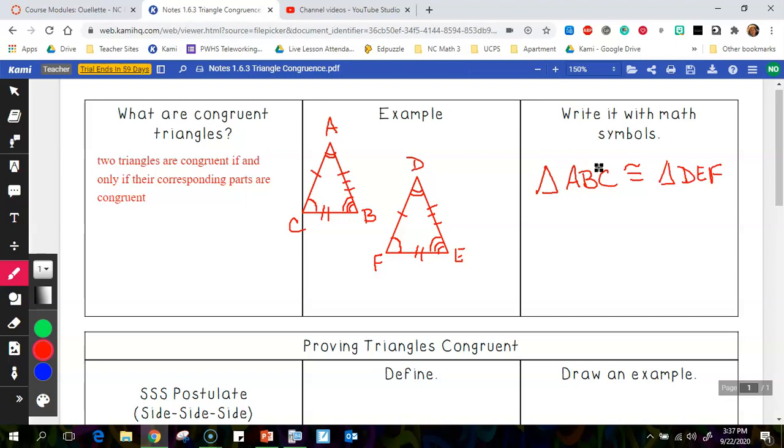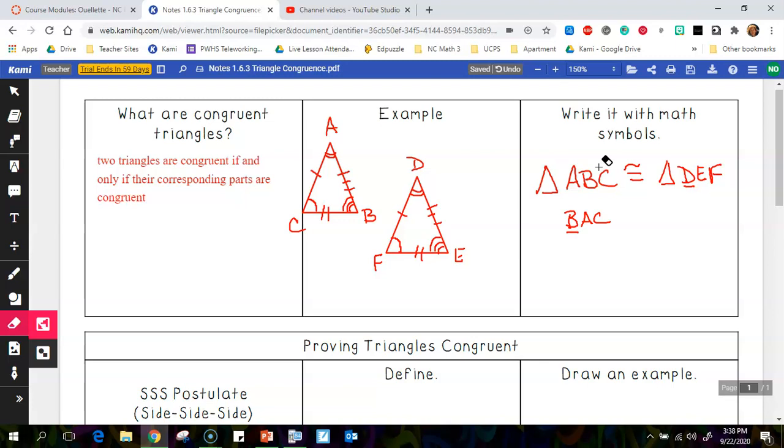Now, what I wouldn't want to do is say triangle BAC and triangle DEF, because if I said BAC, what I would assume is that B is congruent to D, and it's not. B is not congruent to D on these 2 triangles. So I want to make sure that I put the points, the vertices, in the right order.